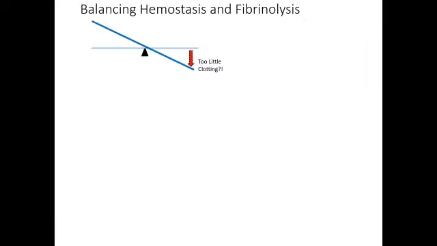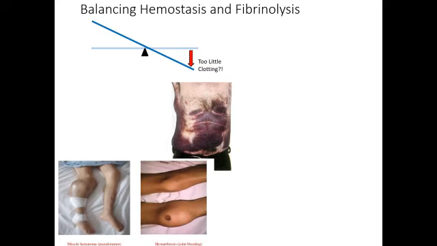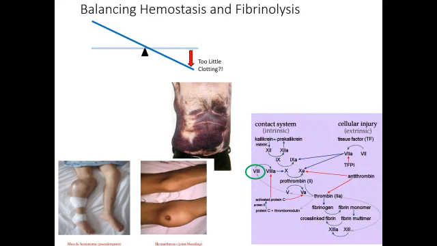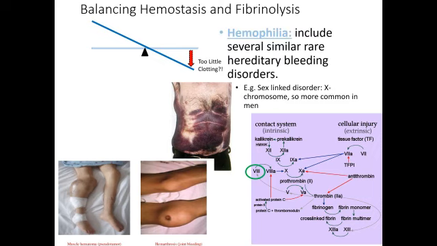Okay, what about the other way, right? What happens if there's too little clotting, right? Again, the balance going the opposite direction. There's too little clotting, essentially you can't stop the blood flow, right? And so an example of this, as we can see in all of these different photos here, is hemophilia. And so hemophilia is most commonly a genetic condition.